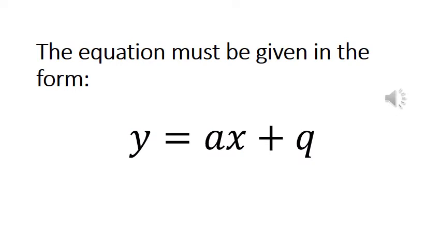Please remember that when finding the equation of a straight line, you have to use standard form, which is y is equal to ax plus q. Once they have given you the information or the graph and you've found the value for a and the value for q, your final equation needs to be written in standard form. So it would be y is equal to whatever the value is for a, x, plus whatever the value is for q.